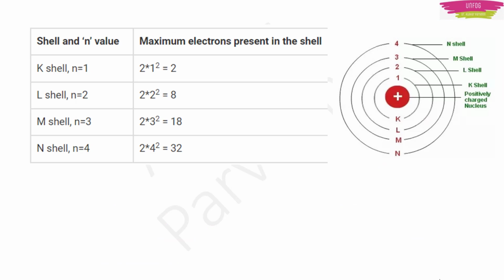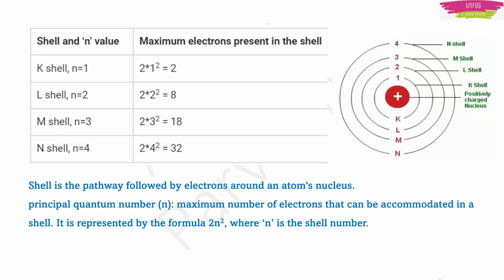Now before starting with what Bohr actually told, we need to understand a few terms, like what is called a shell. There are 4 shells: K shell, L shell, M shell and N shell. In order, they are K, L, M, N. We are talking about shells in an atom. In one shell, the maximum number of electrons present will be equal to 2 into n square. What is this n? n is nothing but the principal quantum number.